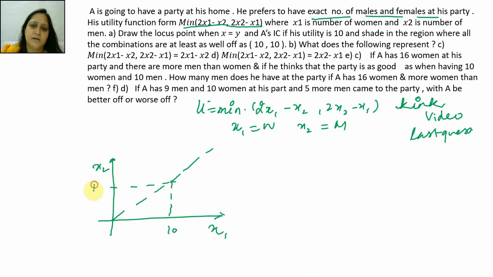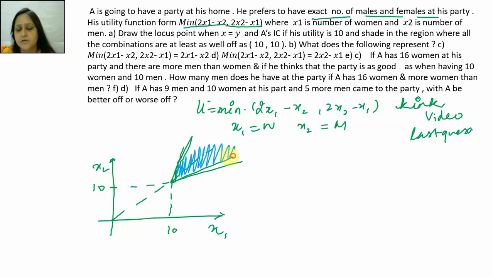A's utility, we already made the IC, so I'm not going to teach you again. If you are confused, please go and watch that video once more. So this is the IC when utility is 10. Shade the region where all the combinations are at least as well off as 10, 10. At least as well off means all this region. Why? Because the ICs will all come up here. This is my utility curve for u is equal to 10. If you say at least as well off, meaning 10 and more, then I have shaded this region.